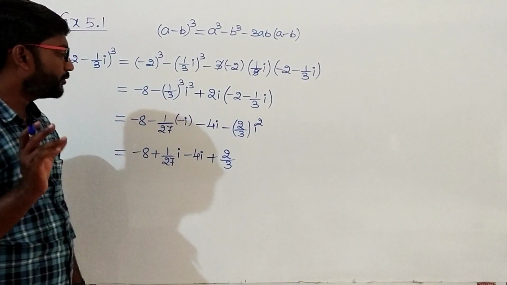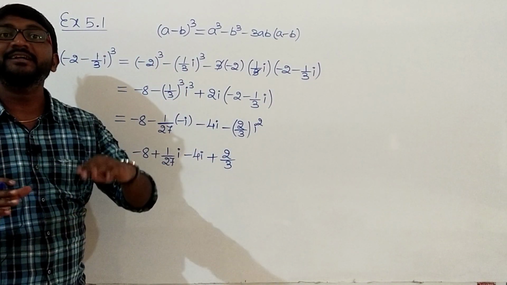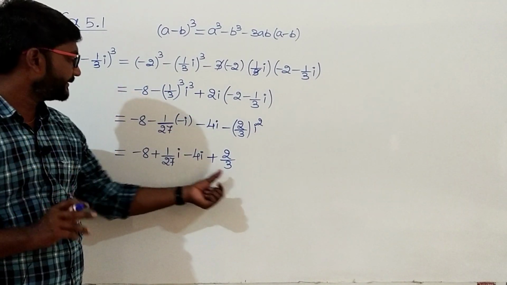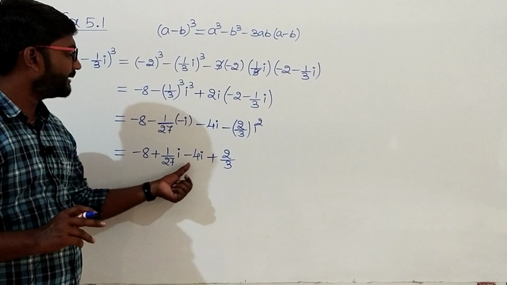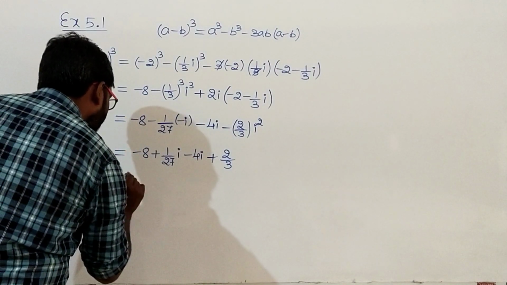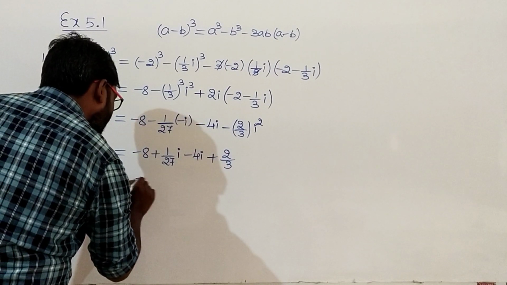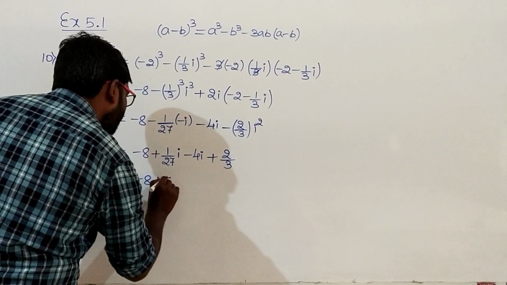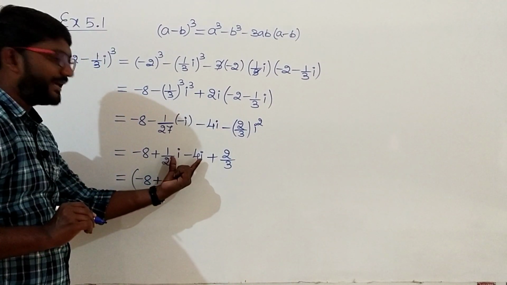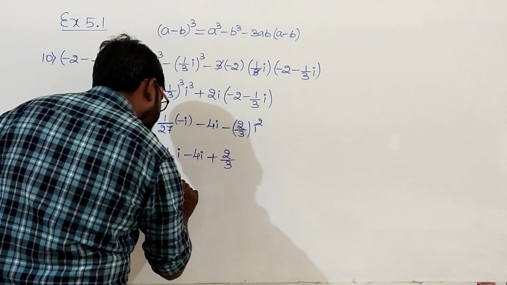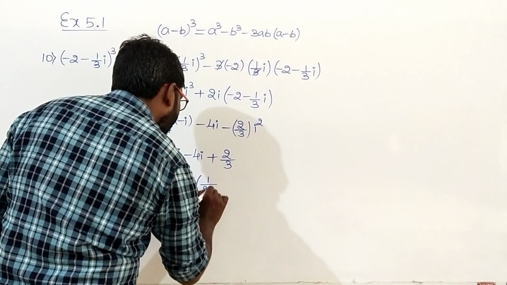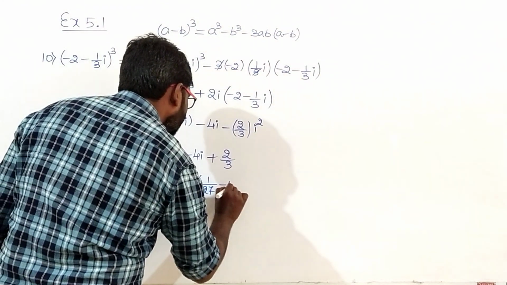So we have to group the real parts and the imaginary parts. Minus 8 and plus 2 by 3 are the real parts, and then 1 by 27i and minus 4i are the imaginary parts. So let us group the real parts now. So it is minus 8 plus 2 by 3. Then in these two terms I take i common. So it is plus i, and then we have 1 by 27 and then minus 4.